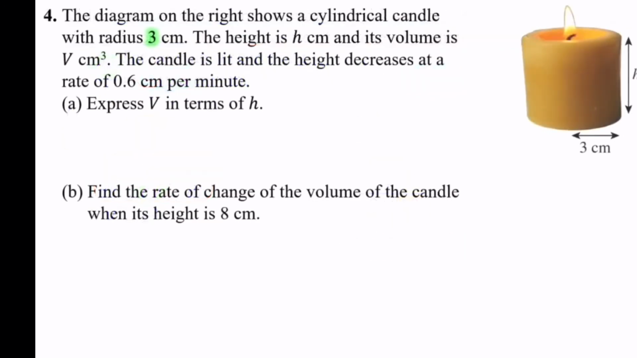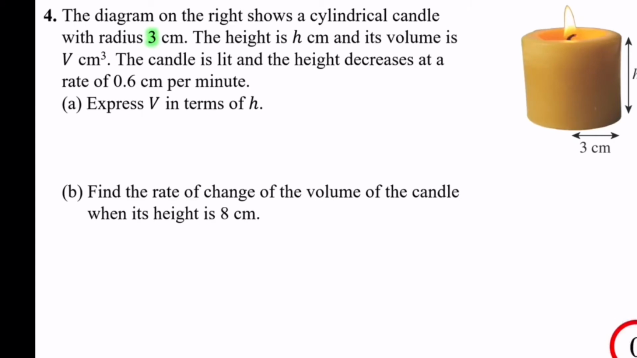Okay, so let's proceed to the next one. For question number 4, looks very interesting. You can see there is a candle. The diagram on the right shows a cylindrical candle with radius 3 cm.